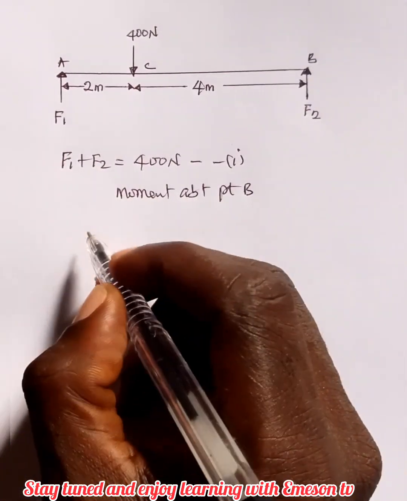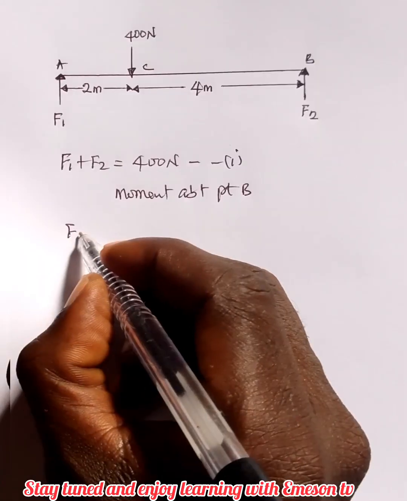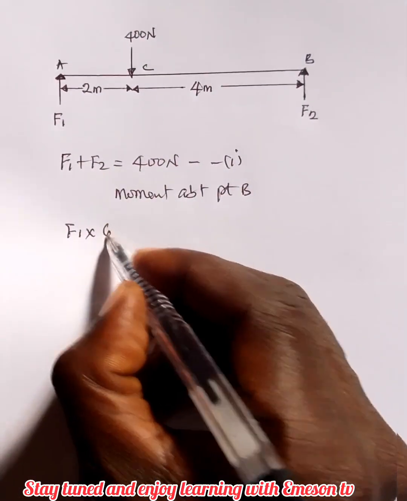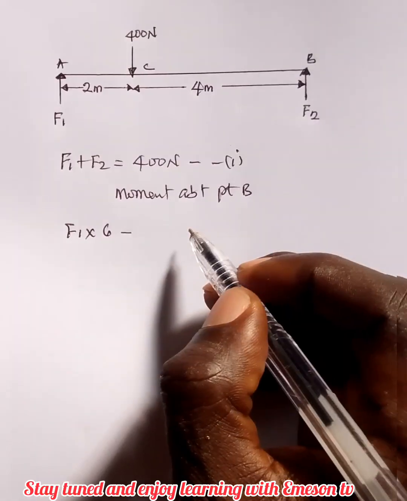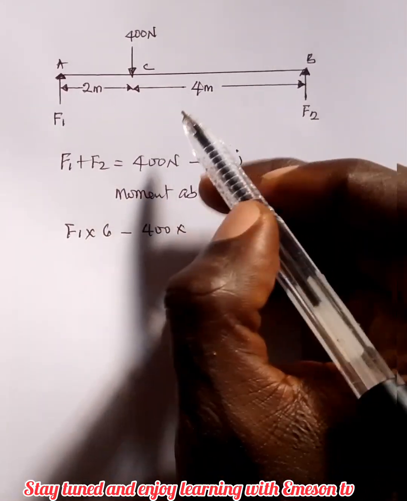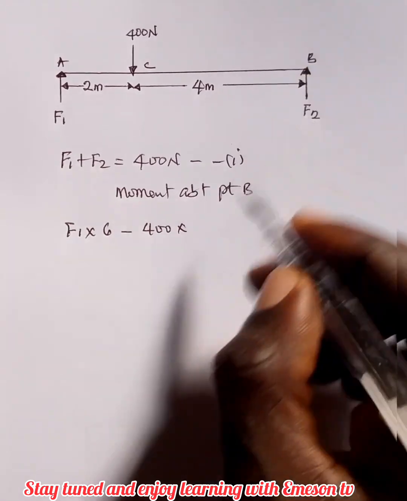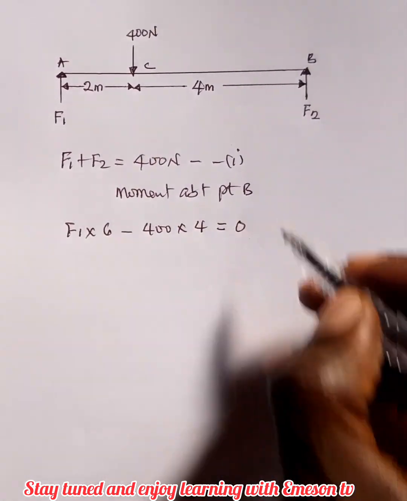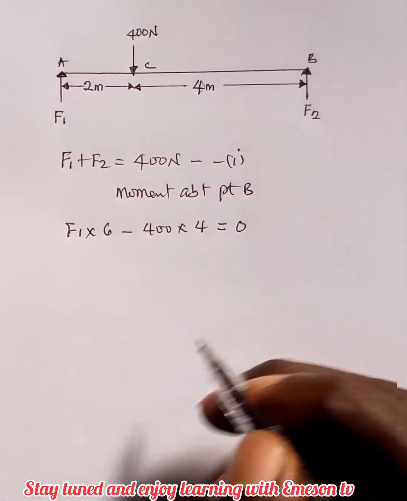That is to say that F1 multiplied by the perpendicular distance, 2 plus 4, is 6, minus 400 multiplied by the perpendicular distance from the point where we're taking moment, which is from here to here, which is 4. This is equal to what? 0. The algebraic sum of moment about any point is 0.